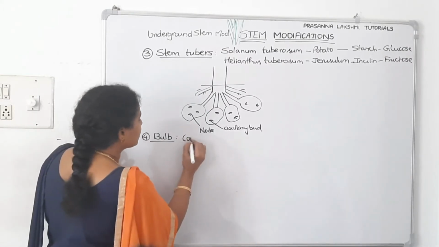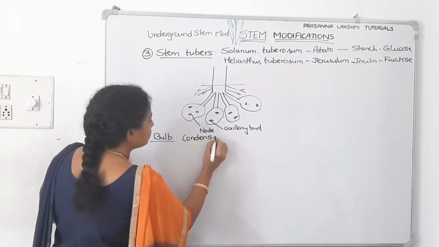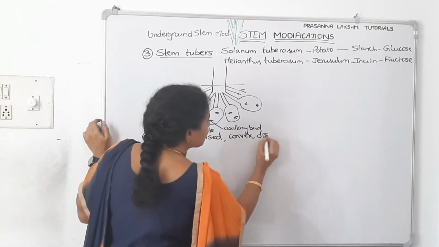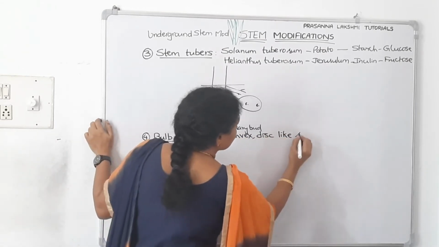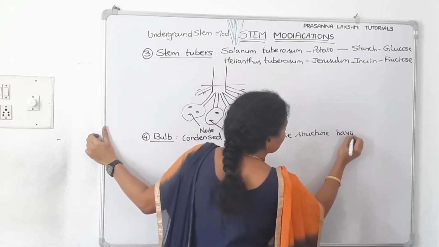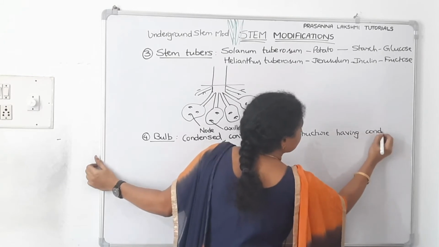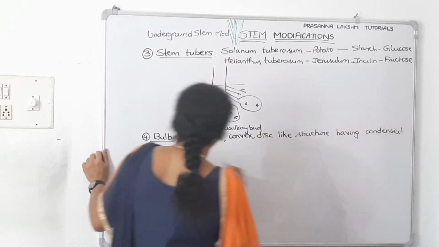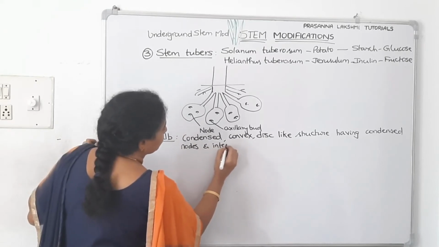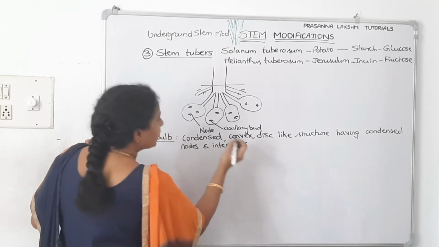So what is bulb? It is a condensed convex disc-like structure having condensed nodes and internodes. And on that, the leaves will come.